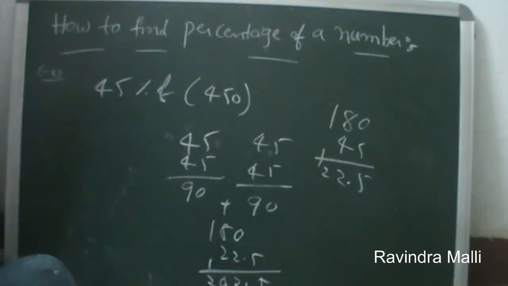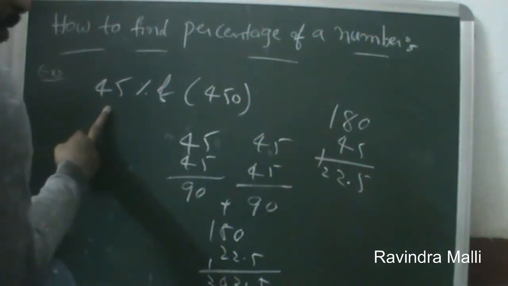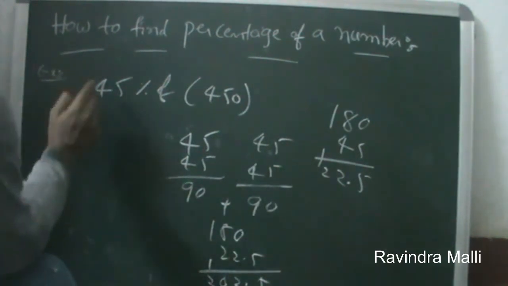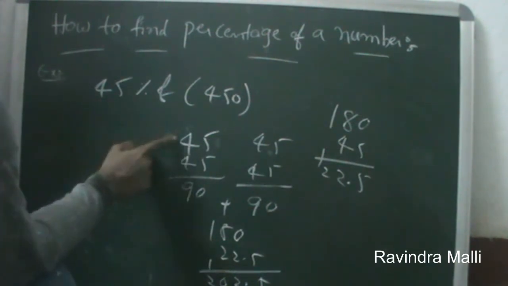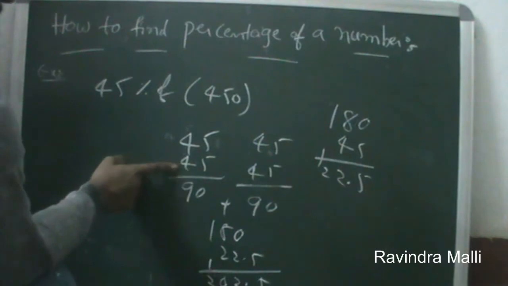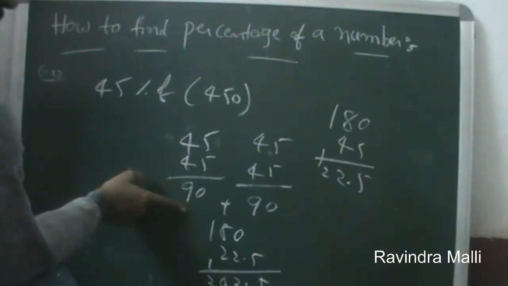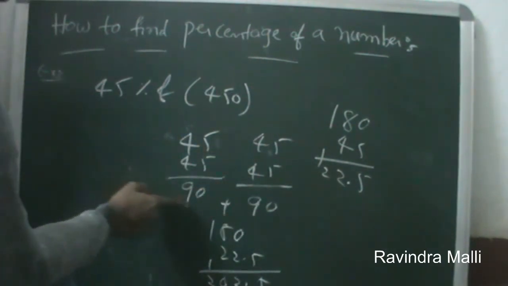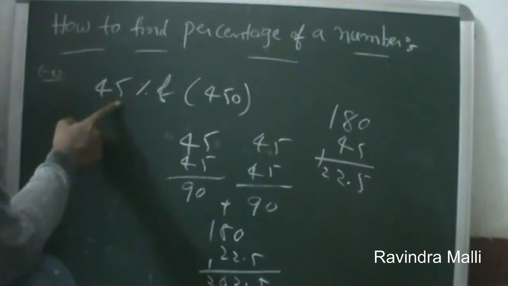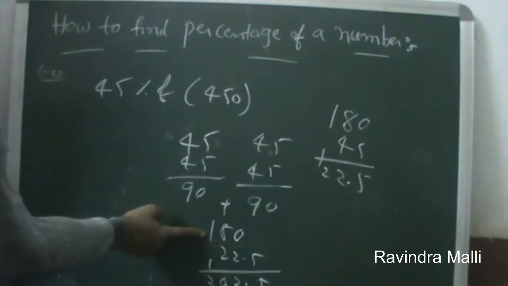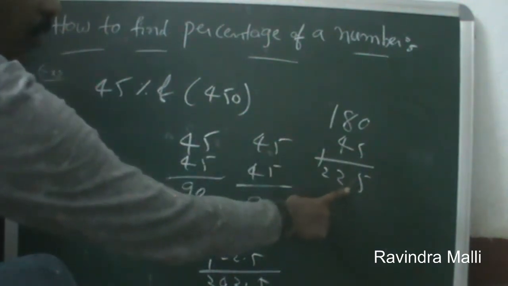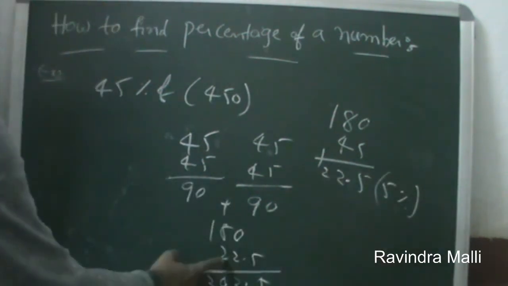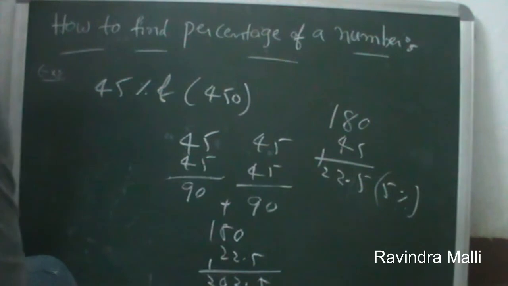Once again, I'm going to repeat this one. 45 percent of 450 is a little difficult to find. First I'm going to find 10%. 10% is 45. Again 10% is 45. I add these two, that is 90. Separately I take 10%, that is 90. I need 40%, so 90 plus 90 is 180. Next I need 5%. 40% is 180 plus 10% is 45, that is 225, but I need only 5%. That 5% is 22.5. The summation is 202.5.